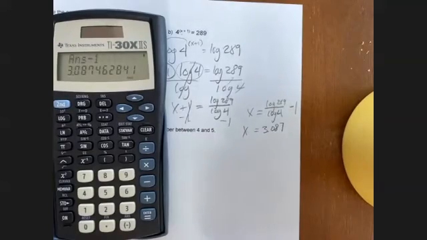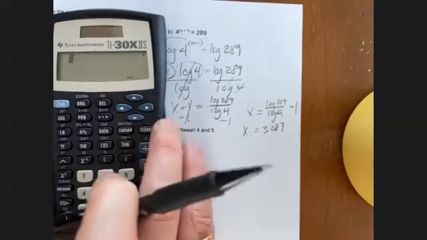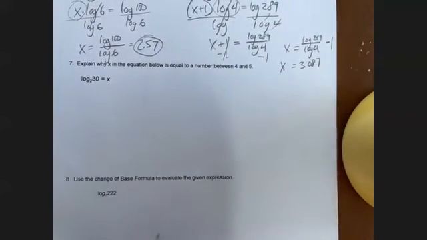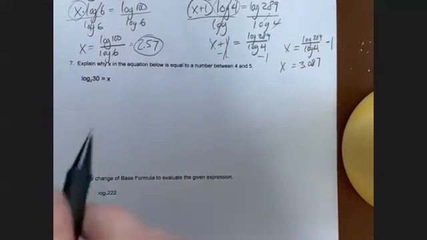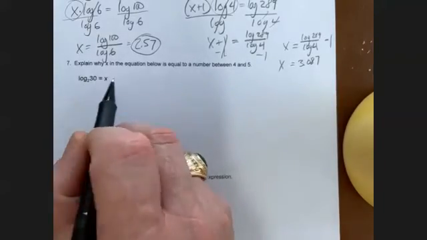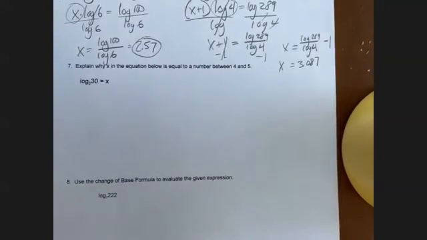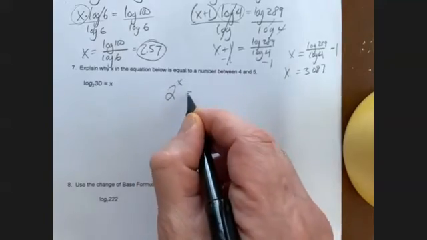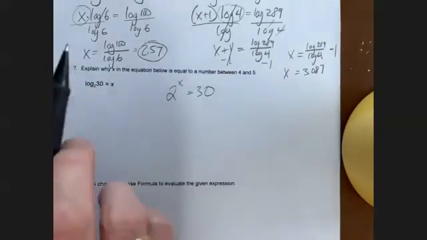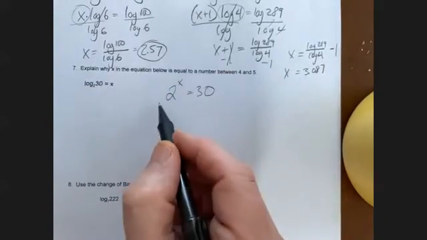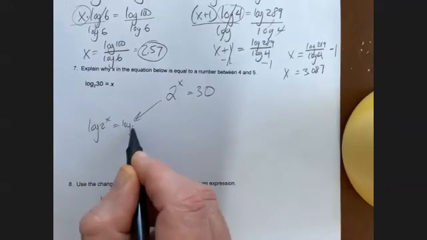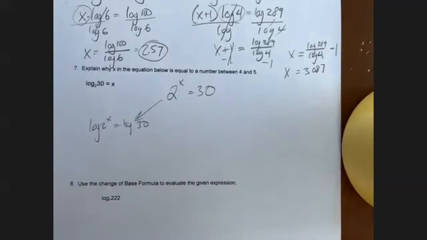Okay, so now we're going to talk about these next 2 problems. Here, explaining why x in the equation is equal to a number between 4 and 5, there's a couple things that I can do. Regardless, I need to put this in exponential form to be able to work with it. So the first thing that I'm going to do is write this as 2 to the x is equal to 30. Now, just like these 2 problems up here, I can totally take this and do the log of both sides and solve it. And I'll show you that in a minute.